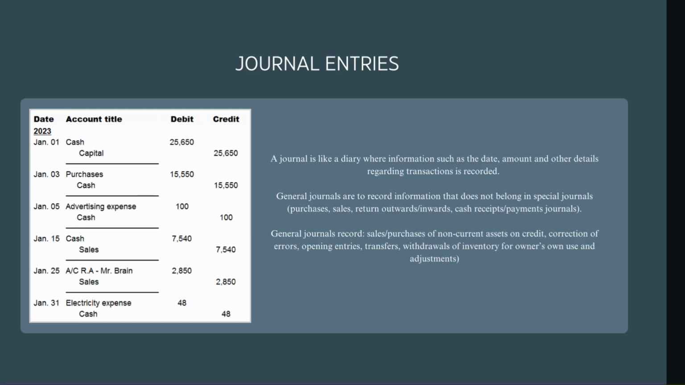General journals record sales or purchases of non-current assets on credit, correction of errors, opening entries, transfers, withdrawals of inventory for owner's own use, and adjustments.